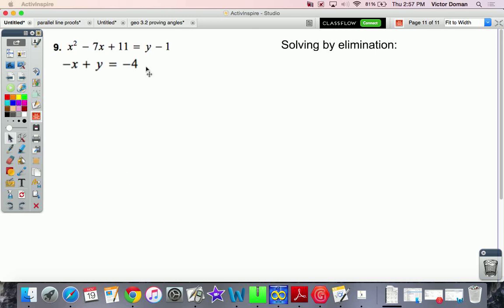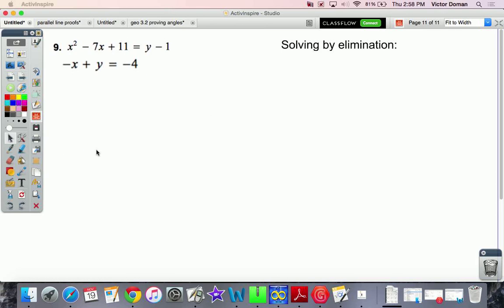Last method is solving by elimination. With elimination, what we're going to do is combine the two equations, hopefully have additive inverses among the y's, and get them to equal 0, so we have our quadratic equation that equals 0, and we can use one of our techniques to find the answer.